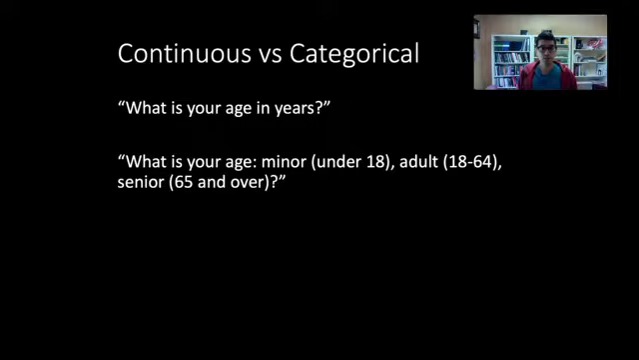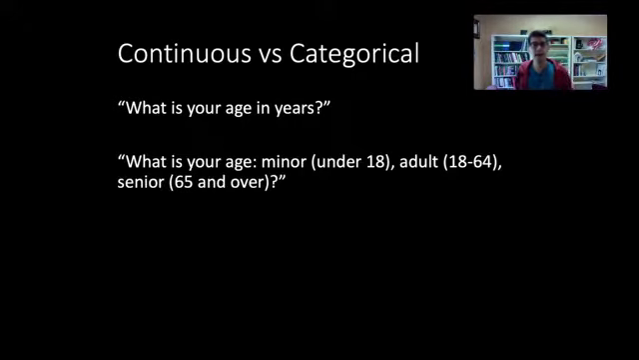We could also measure age with categories. We could ask people, what is your age group? Are you a minor, meaning that you're under 18 years old? Are you an adult between 18 and 64? Or are you a senior, age 65 and over? And so those are words that represent categories rather than numbers. And so the same variable age could be measured either continuously or categorically.